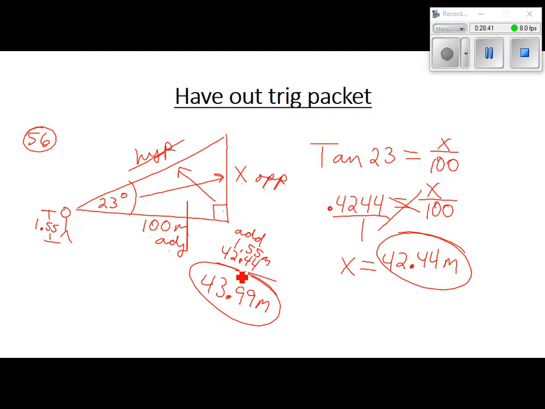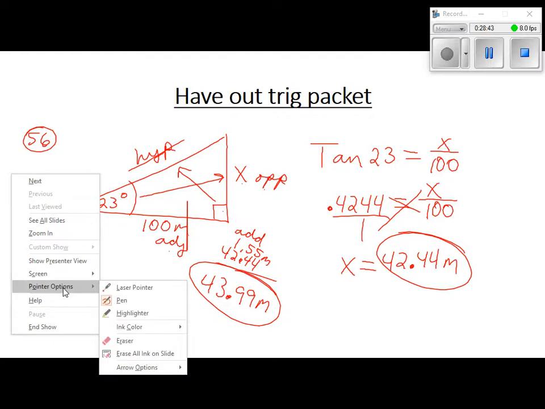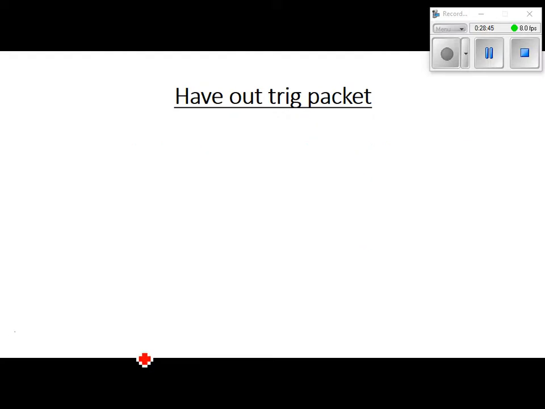One more before I click. Number 64. From the top of the lighthouse, 210 feet high, the angle of depression of a boat is 27 degrees. Find the distance from the boat to the foot of the lighthouse. The lighthouse was built at sea level.